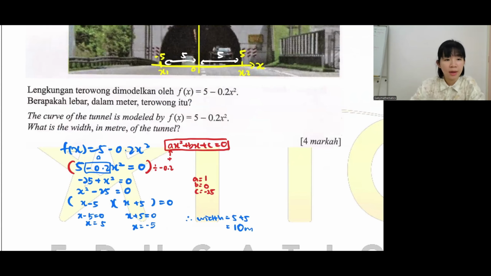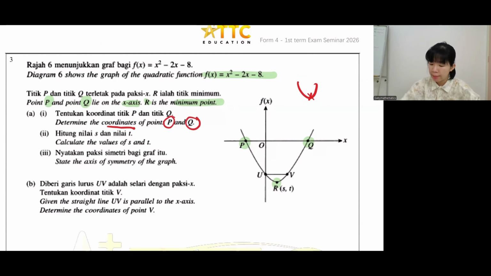Now, question A, we need to determine the coordinate of point P and point Q. Check. Point P and point Q both on x-axis. Now, guys, the coordinate on x-axis, which one will be 0, x or y? When the point on x-axis, something will equal to 0. So the y is equal to 0. So this one, here also on x-axis, the y is 0. So we need to find out the x. So this is actually the x1, x2, the x-intercept.